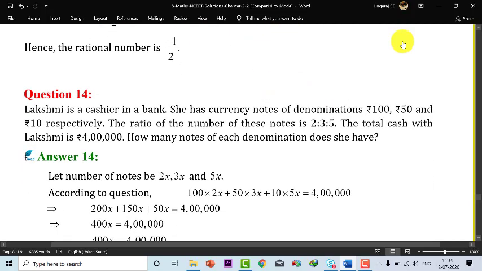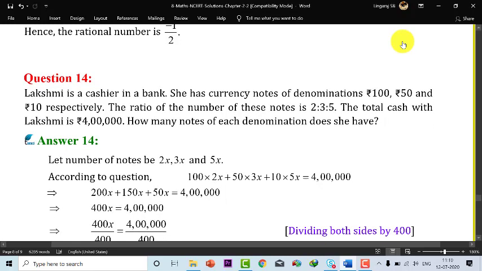Next, question number 14. Lakshmi is a cashier in a bank. She has currency notes of denominations 100, 50 and 10 respectively. The ratio of the number of these notes is 2:3:5. The total cash with Lakshmi is 4 lakh. How many notes of each denomination does she have?